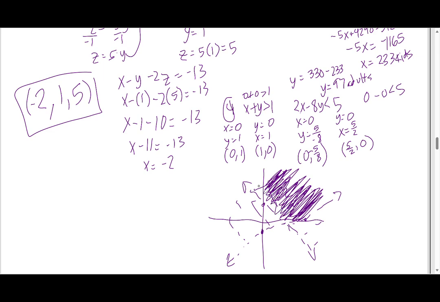Now, if this question asks for the vertex, we'd need to find the point right there where the two lines intersect, and you can use a system of equations for that. Just treat it like there's an equal sign and solve for x and y. But that's all they asked for on number 4, is just to graph it. So there you go. And that's our chapter 4 video solutions.